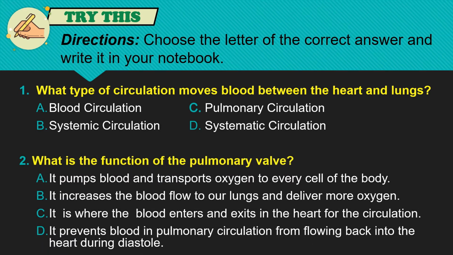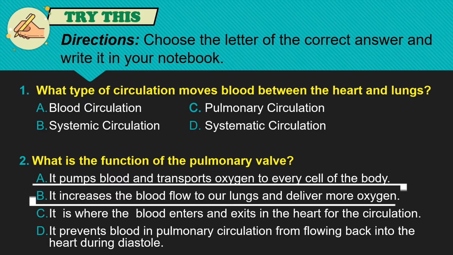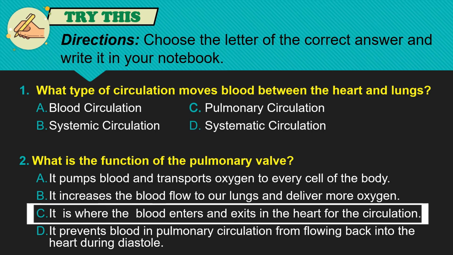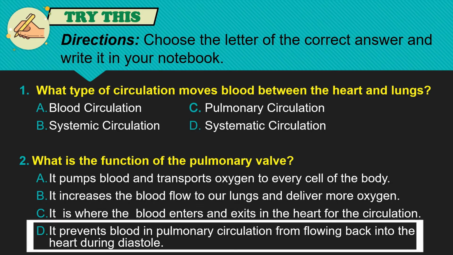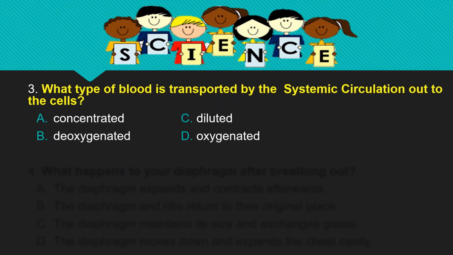Number 2. What is the function of the pulmonary valve? A. It pumps blood and transports oxygen to every cell of the body. B. It increases the blood flow to our lungs and delivers more oxygen. C. It is where the blood enters and exits the heart for the circulation. D. It prevents blood in pulmonary circulation from flowing back into the heart during diastole. Number 3. What type of blood is transported by the systemic circulation out to the cells? A. Concentrated. B. Deoxygenated. C. Diluted. D. Oxygenated.